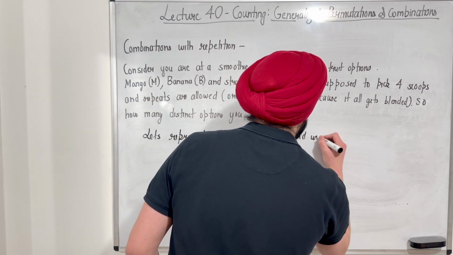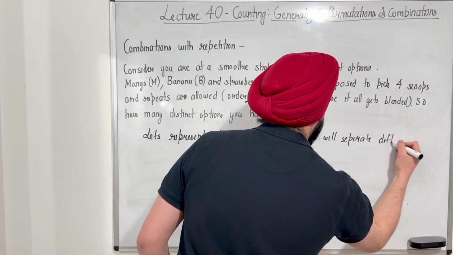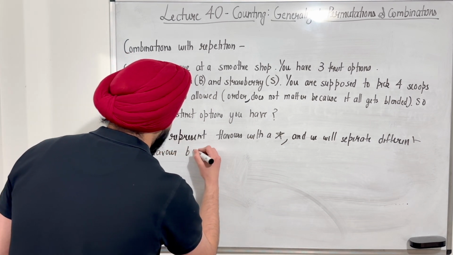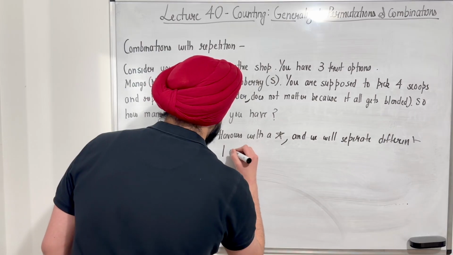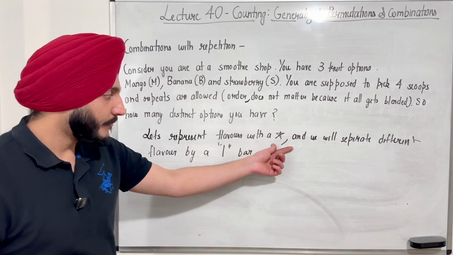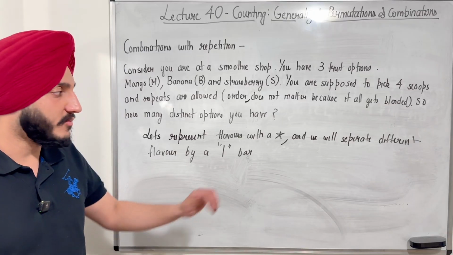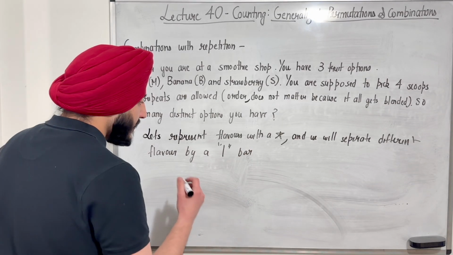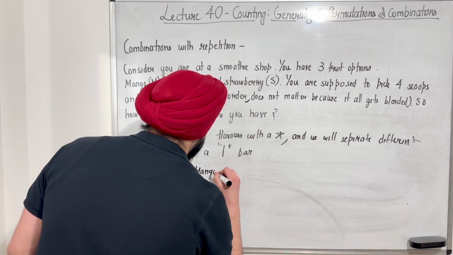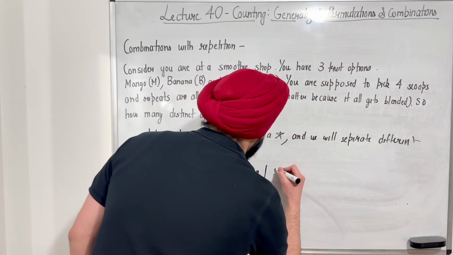And we will separate different flavors by a bar. Okay, so I'm going to represent each flavor with a star, and I'm going to separate different flavors by a bar. Let me try to quickly explain what I mean. This might seem very confusing. My idea is I'm going to represent my sequence like this: mango, bar, banana, bar, strawberry.